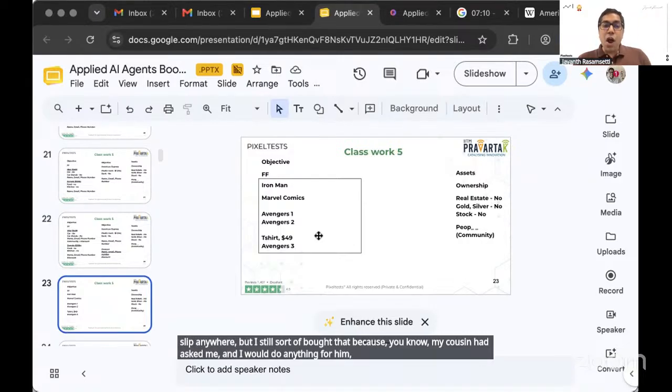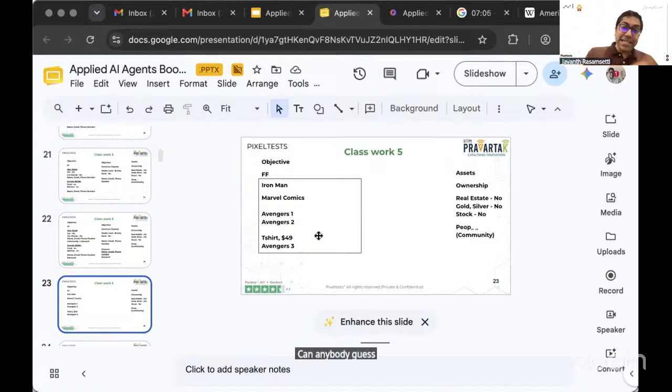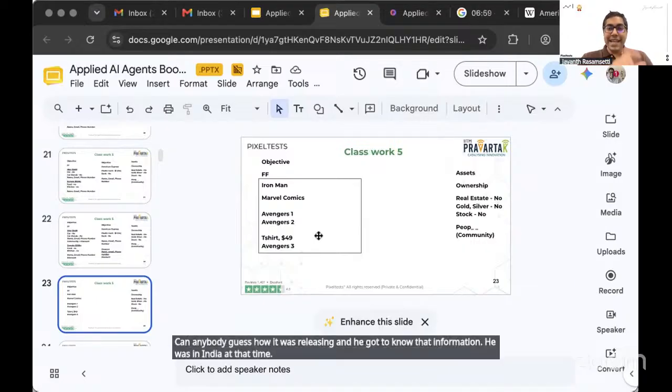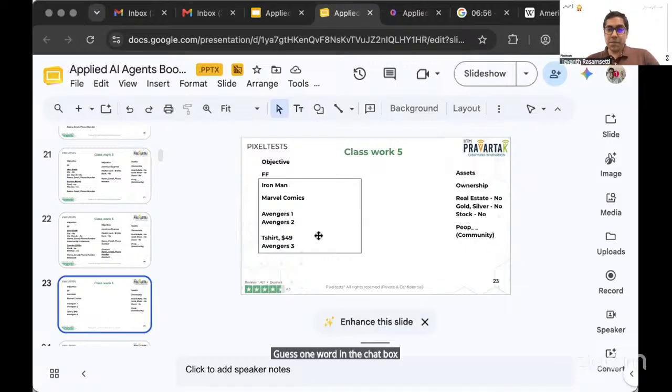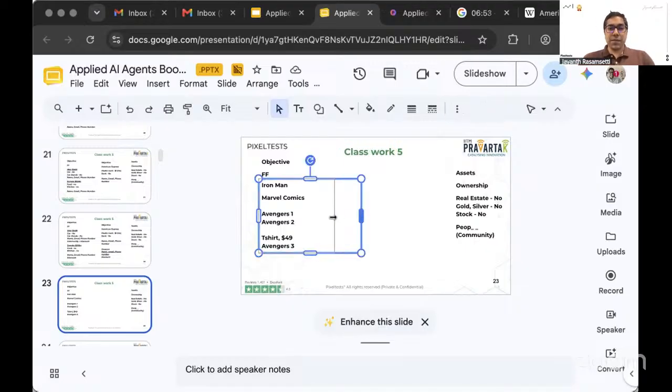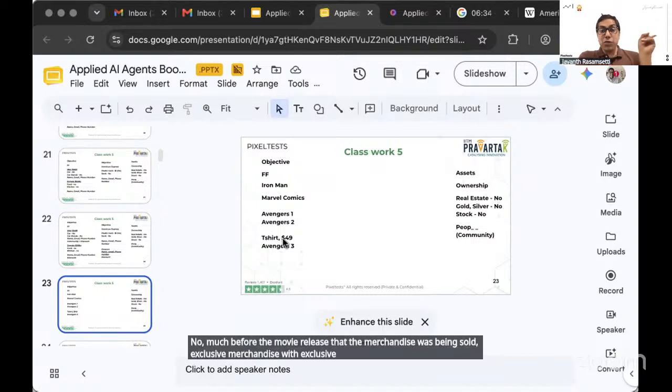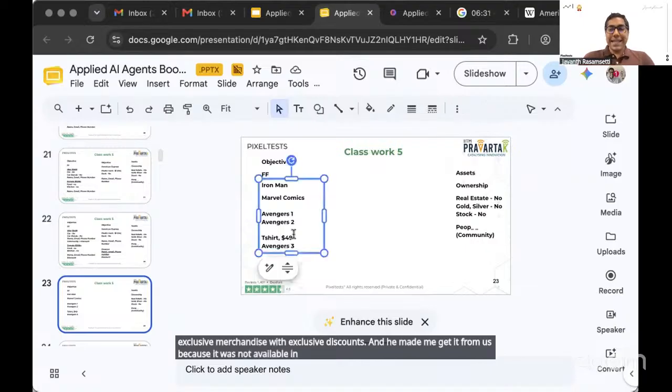Then I asked him, how did you know it was releasing before? Can anybody guess how he got to know that information? He was in India at that time. Guess one word in the chat box. How did Ajay, my cousin, know much before the movie release that the merchandise was being sold, exclusive merchandise with exclusive discounts, and he made me get it from US because it was not available in India? Guess in the chat box.